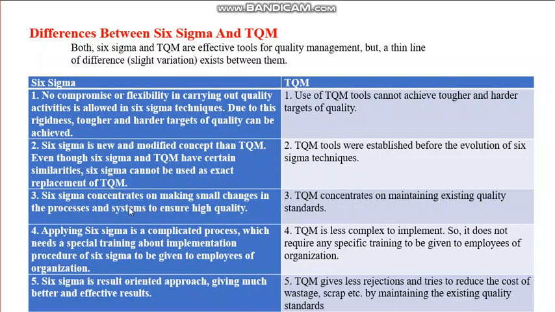Okay, third one: Six Sigma concentrates on making small changes in the processes and systems to ensure high quality. See, this is what it is concentrating on: the process capabilities, the changes being made to process and systems. That is what Six Sigma is concentrating on.